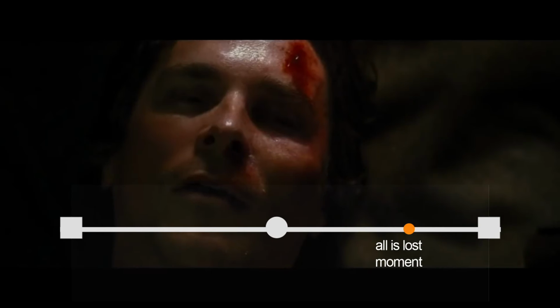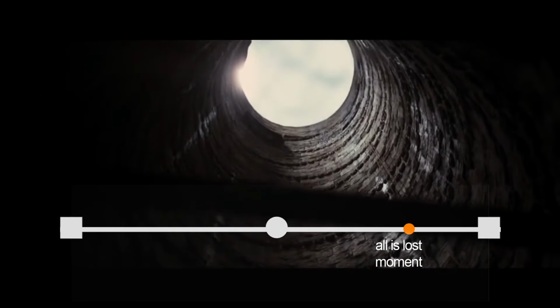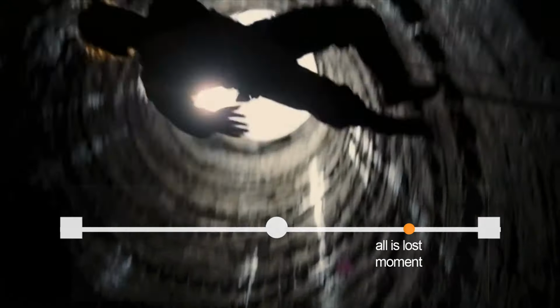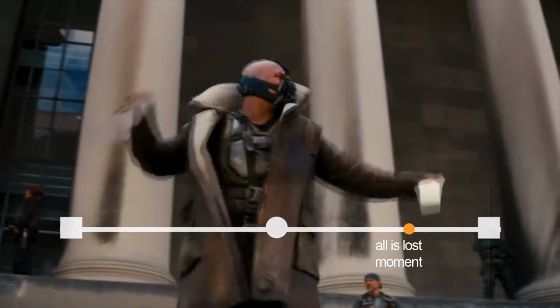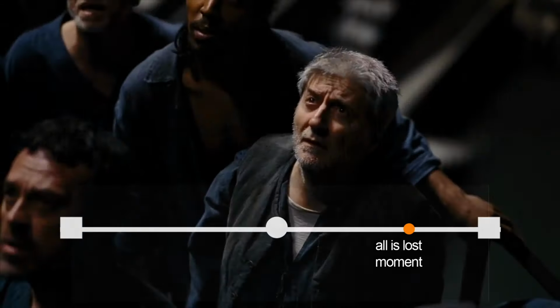In Dark Knight Rises, he's at the bottom of the pit, his back is broken, he's made the climb several times and has failed. Gotham is under Bane's rule, the bomb is going to go off, everything is at its worst.